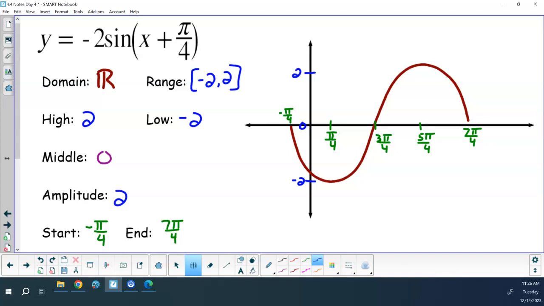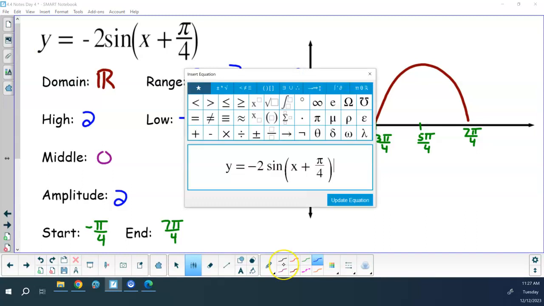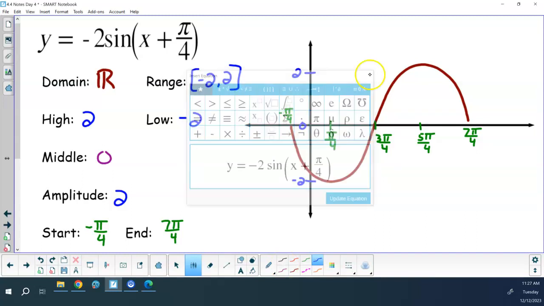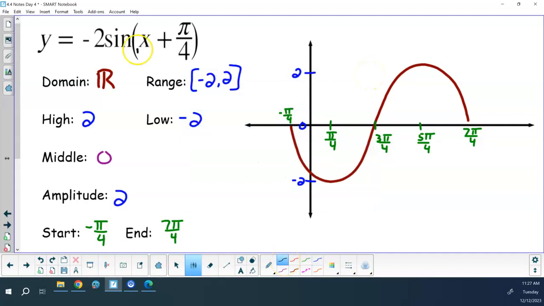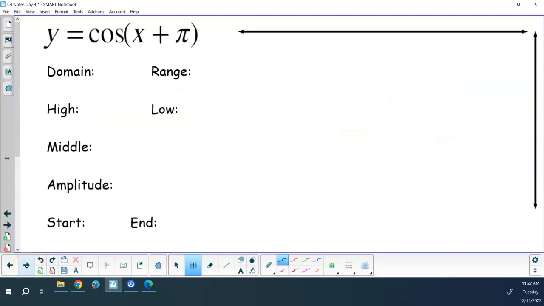Yes? Questions, comments, concerns? Speak now, forever hold your peace. What's the period? 2 pi. Because there's no number. Whoa, hey, whoa. Easy there. There's no number right there. Good? All right. Try that one.